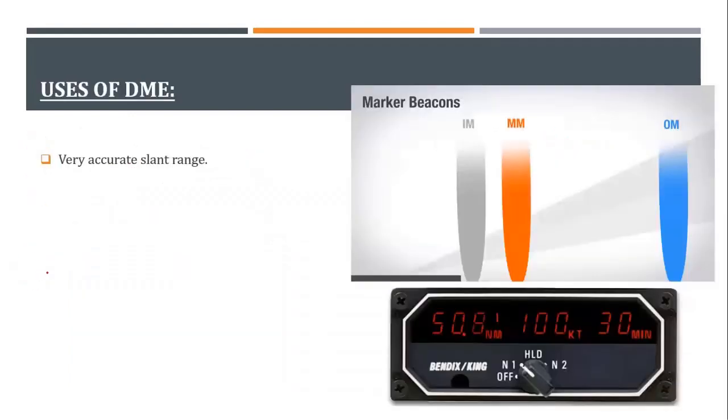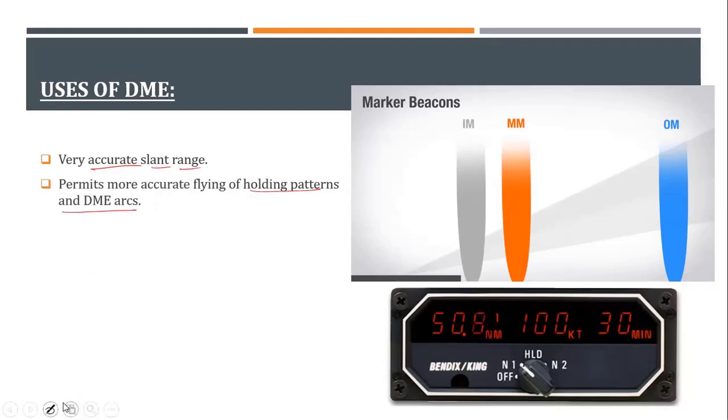You already know the uses of DME. The most advantageous use is what? Slant range. I get the slant range. The other uses: it can be used for holding patterns. If you remember, I clearly told you what a hold is, right? There were many aircraft trying to land one after another, so the ATC tells them to hold over a VOR. Now, of course, you can use a VOR to hold, but you need distance also. In order to have distance, you need DME. That is why VOR holds are also used.